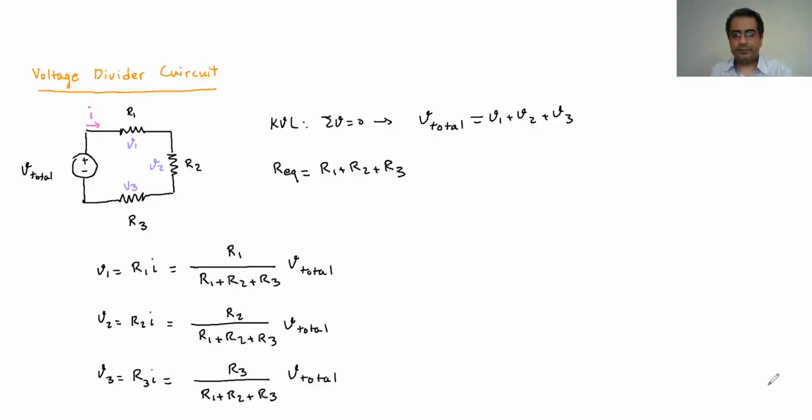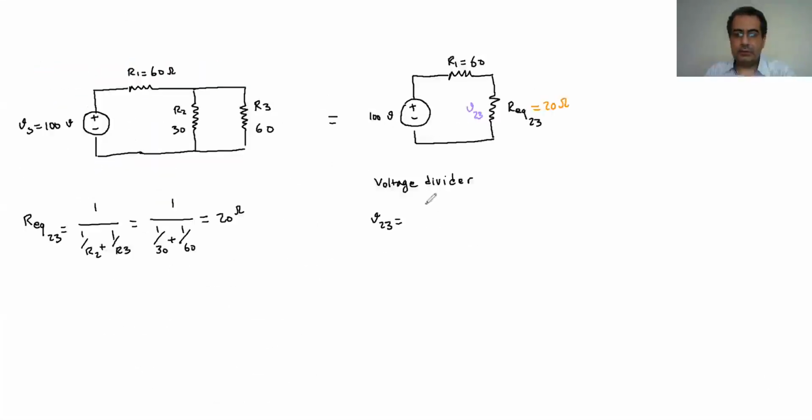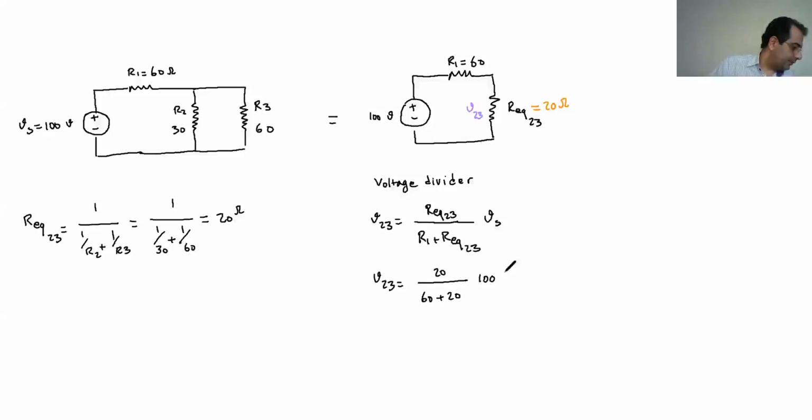So I can go ahead and say the voltage in this tree is directly the REQ23 ratio of the R1 plus REQ23 times Vs, which is going to be: V23 is going to be 20, and then divided by 60 plus 20 times the total voltage, which is 100 volt, and then it will come out as 25 volts.